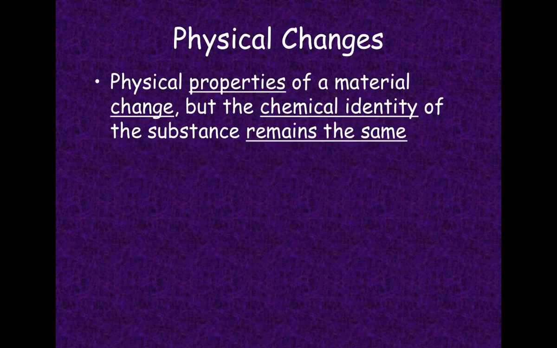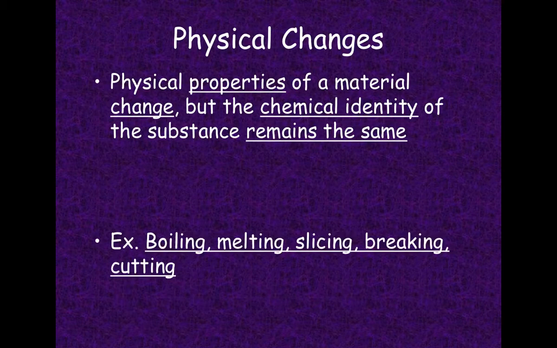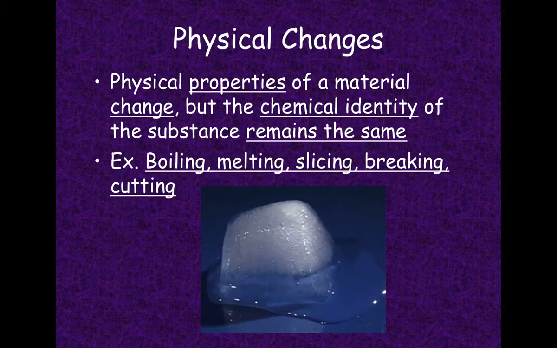Now let's take a look at physical changes. Physical changes are when we change the properties of the material. We change the physical properties, but the chemical identity actually stays the same. So this includes things like boiling, melting, slicing, breaking, and cutting. If I boil something, I can condense it back down. If I melt something, I can refreeze it. So in a lot of cases, physical changes are changes that we can undo. Now, something like slicing or cutting, I can't always necessarily undo, but I haven't changed the substance. Like if I cut a piece of paper, I haven't changed the fact that I have paper. I just now have two pieces of it.